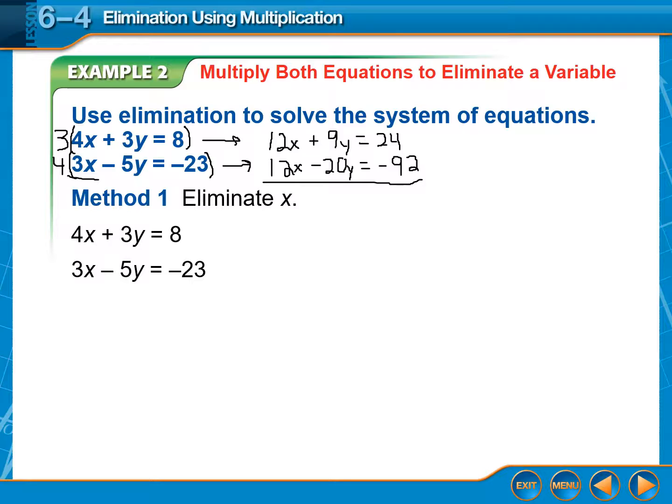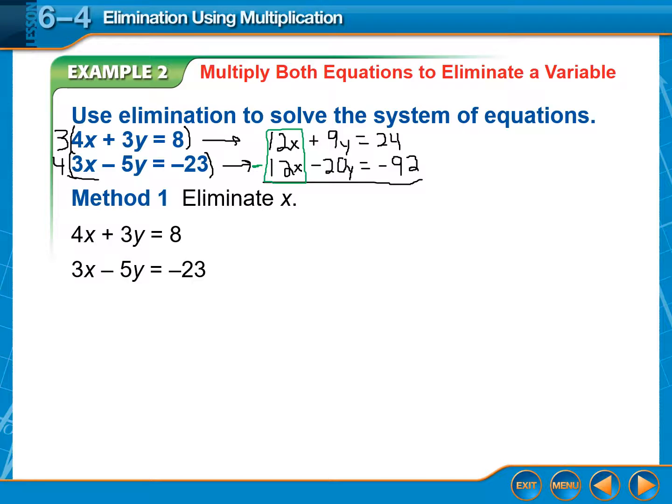So now what have we got? Well, what ended up happening when I changed both of these equations, now my x term in both equations has a coefficient of 12. 12x here and 12x here. So that allows me to eliminate these using subtraction. I'm going to take away the second equation from the first one.